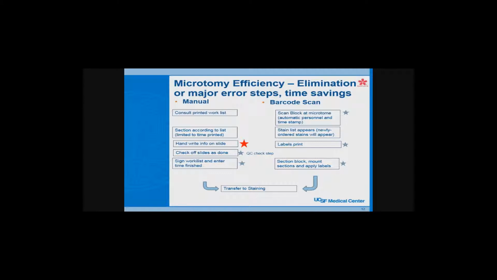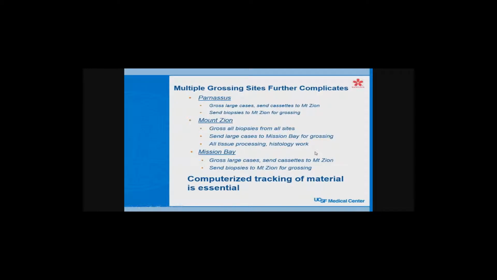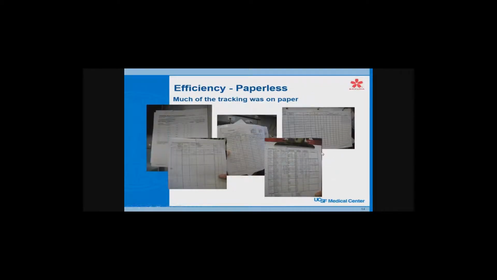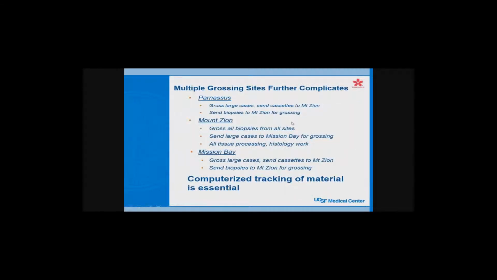Microtomy is similar in that we used to use a paper log that we would print out, and they would pick up one page of that paper log, which would typically have about 20 blocks. They'd pick up those blocks from the tray that they were in, and then they would take them to the microtome, they'd cut, and as they cut, they would check off that they did the block. Then they'd handwrite the info on the slide, check off the slides, match them, and then they would sign off the work list when they were done.